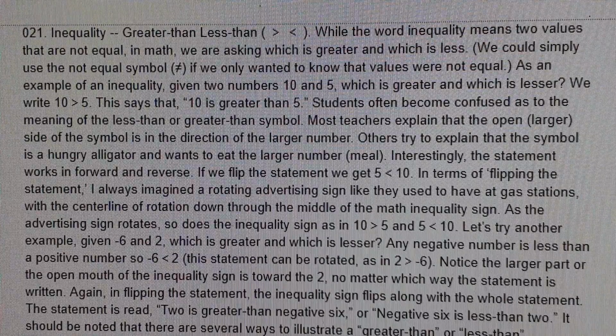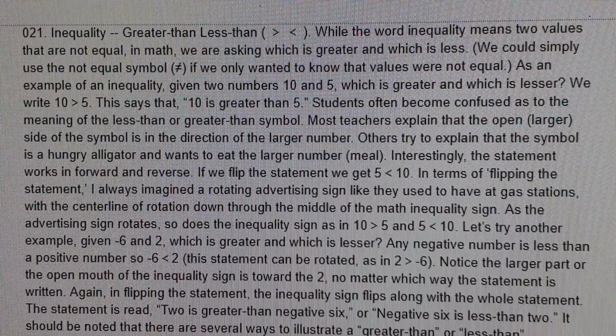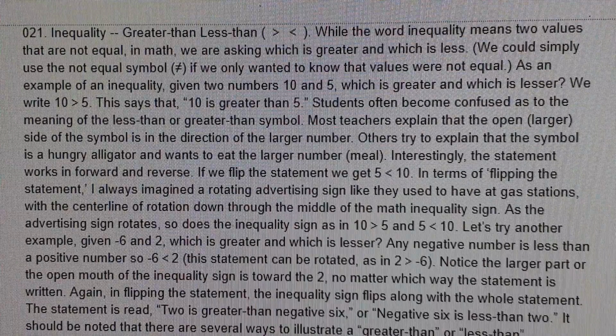Inequality, greater than, less than. While the word inequality means two values that are not equal, in math, we are asking which is greater and which is lesser. (We could simply use the not equal symbol, which is an equals with a line through it, if we only wanted to know the values were not equal.)